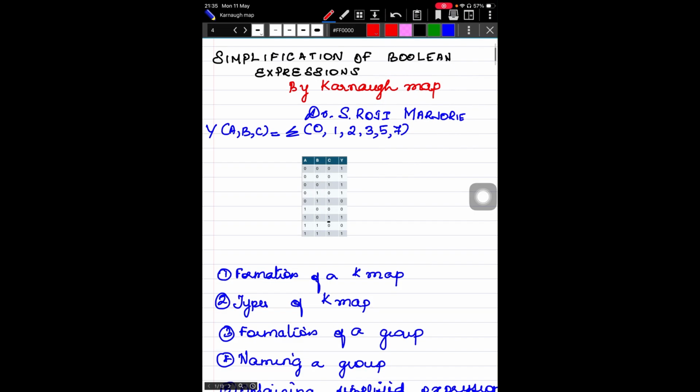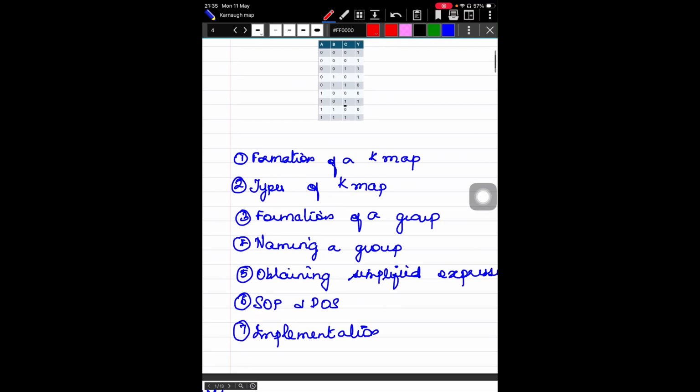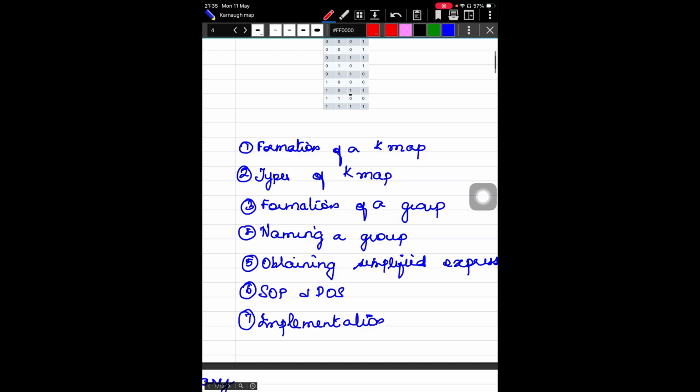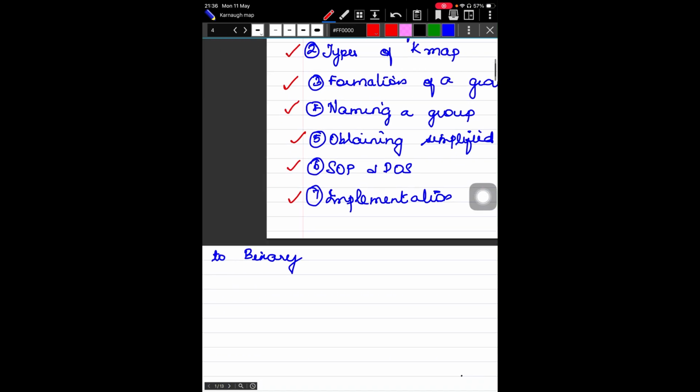So in this video, we'll see how a Boolean expression can be simplified by using a Karnaugh map. Before going into the actual lecture, let's look at the overview. First we'll see how a Karnaugh map can be formed, the types of Karnaugh map, formation of a group inside a Karnaugh map, naming a group, obtaining the simplified expression from a Karnaugh map, sum of products and product of sums, and finally implementation using gates.